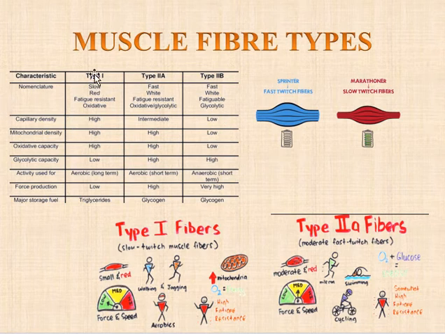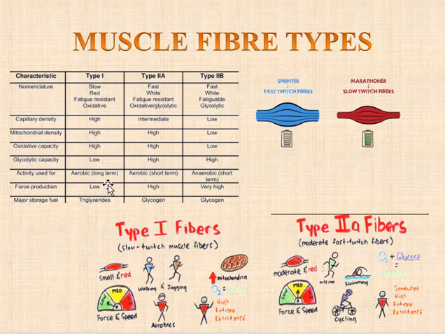Capillary density: type 1 high, type 2A intermediate, and type 2B low. Mitochondrial density: high in type 1, high in type 2A and low in type 2B. Oxidative capacity: high in type 1 and type 2A and then low in type 2B. Glycolytic capacity: low in type 1 and high in type 2A and type 2B.